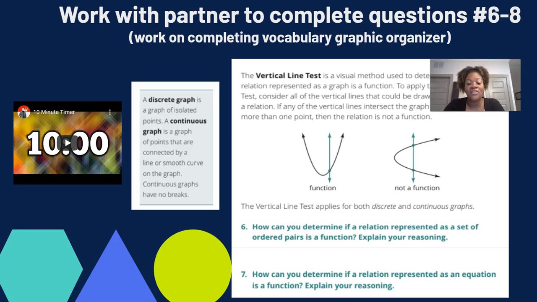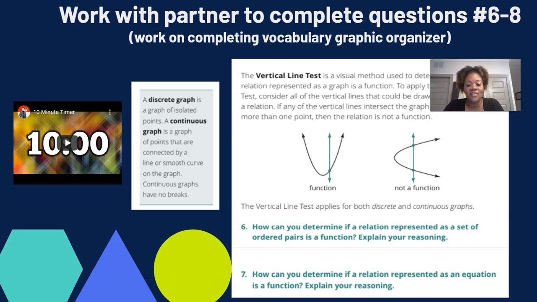If the line touches the graph more than one time, it is not a function like the graph on the right, because the vertical line touches that particular graph twice. So the vertical line test applies to both discrete, remember disconnected, and continuous or connected graphs.